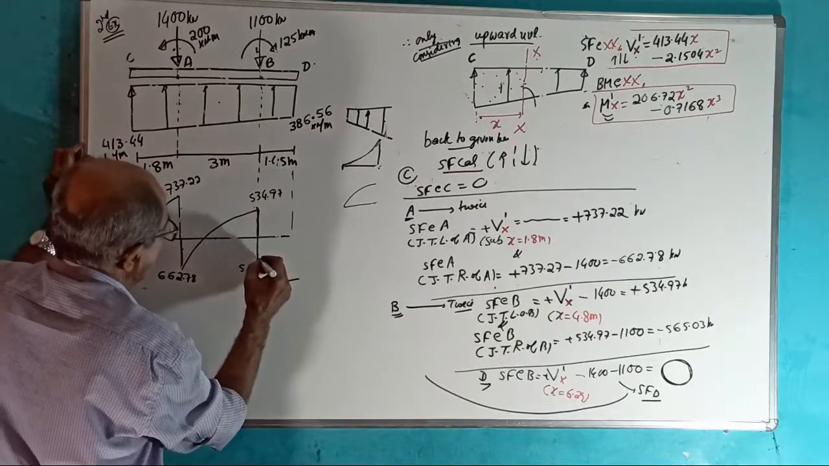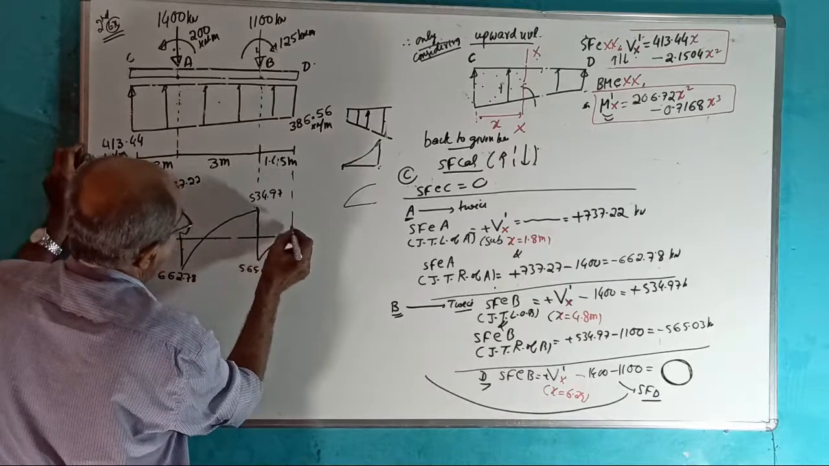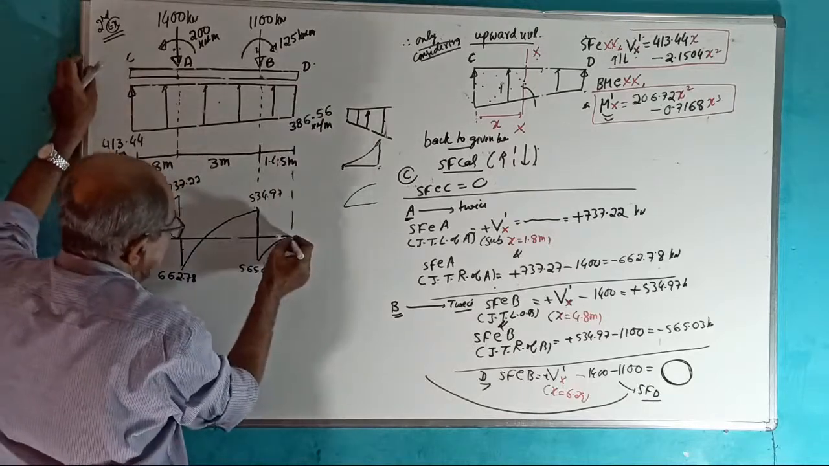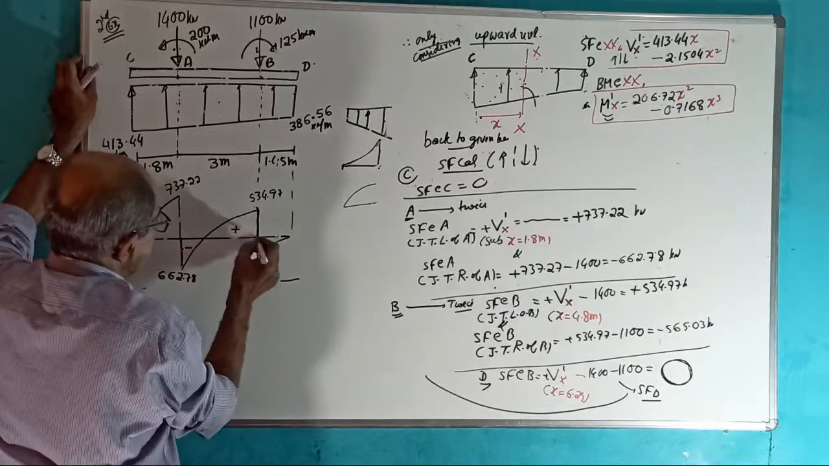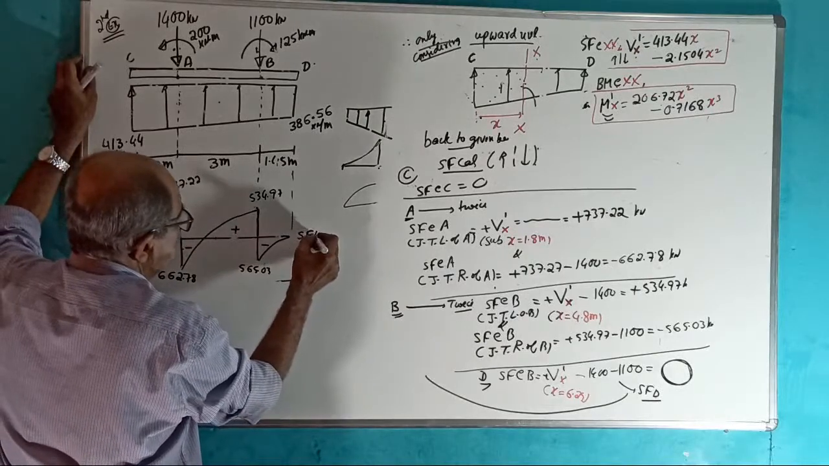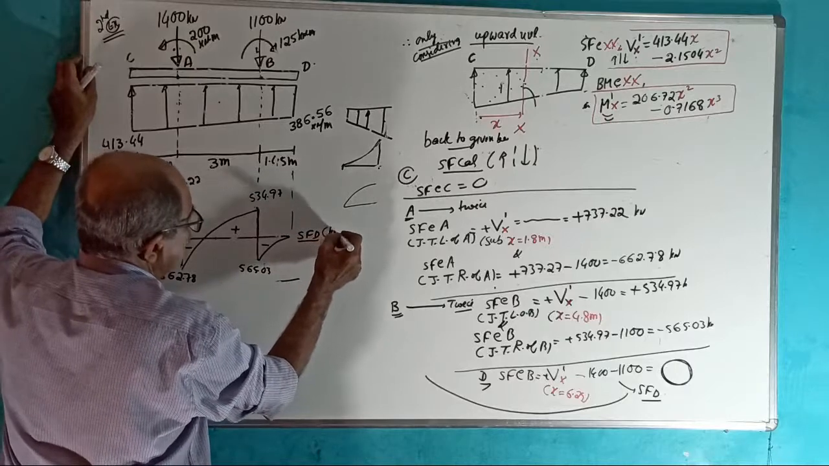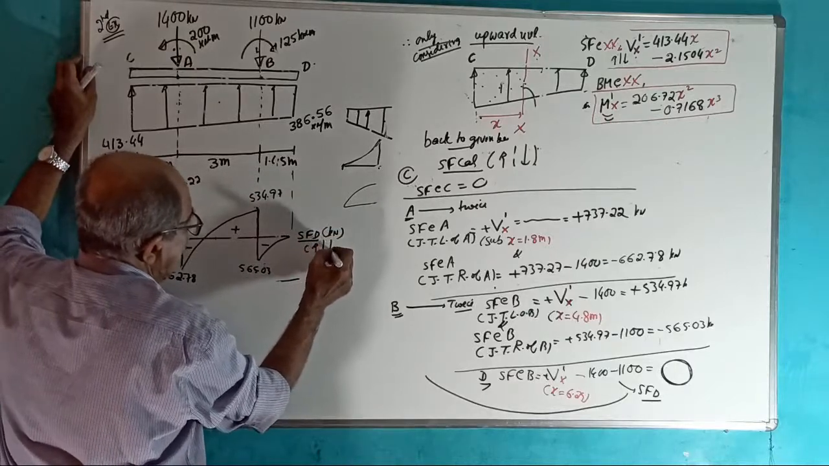565.03. Again it will go this way. See, when you reach here, the slope is lesser, here more slope. This is plus, minus, plus, minus. This is the shearing force diagram. All values are in kilonewton. Left up, right down, positive.